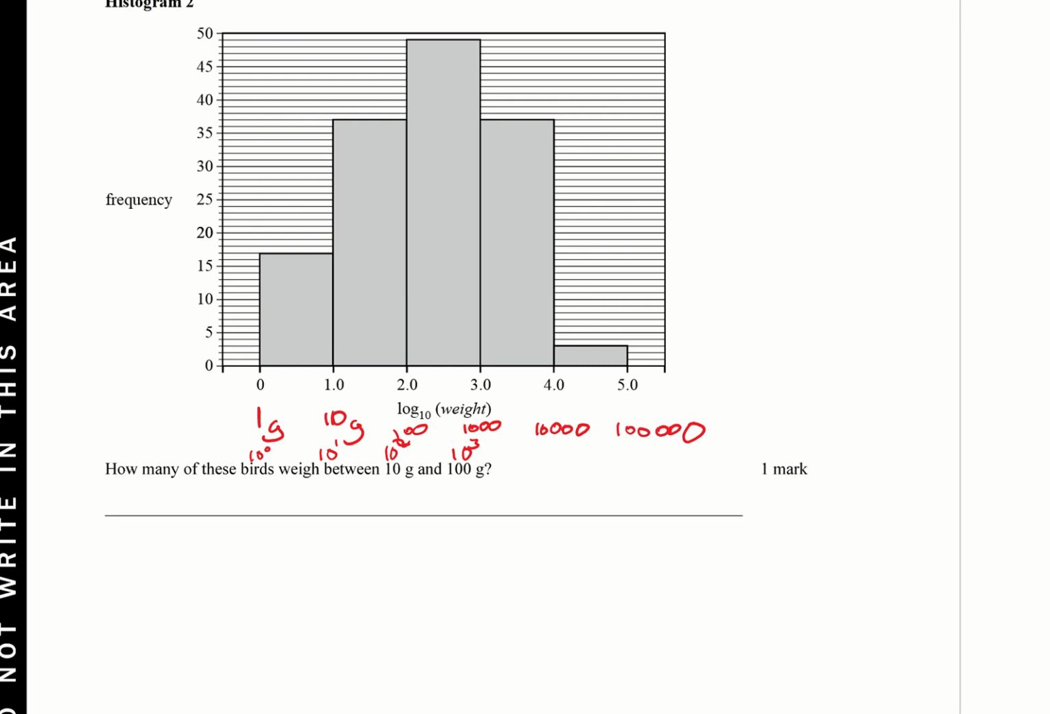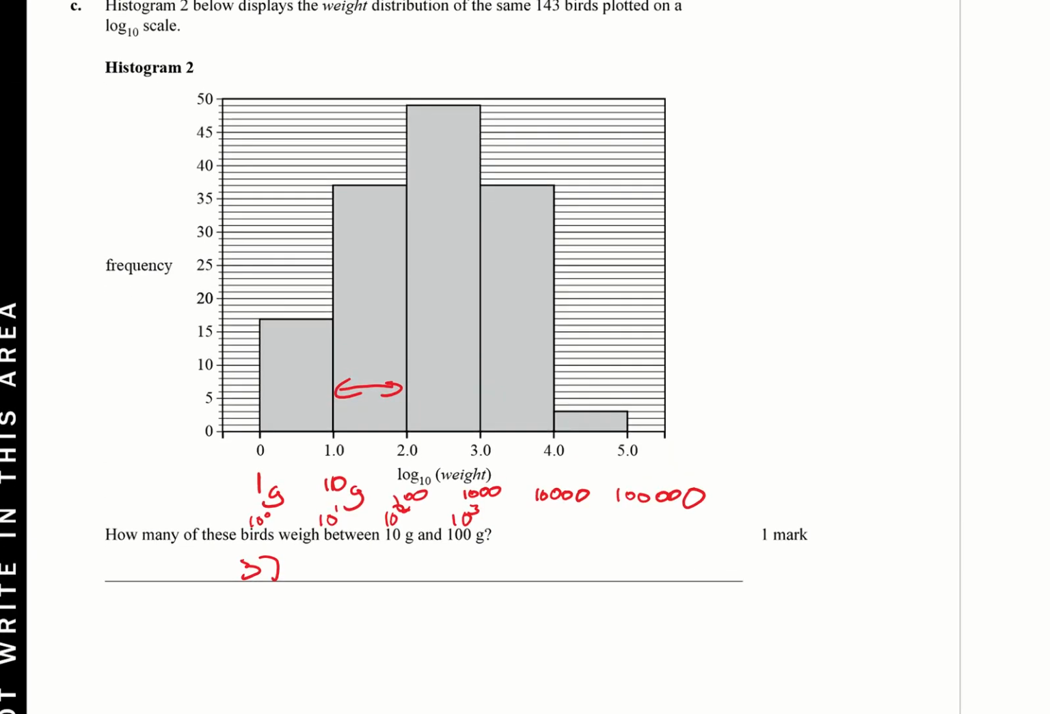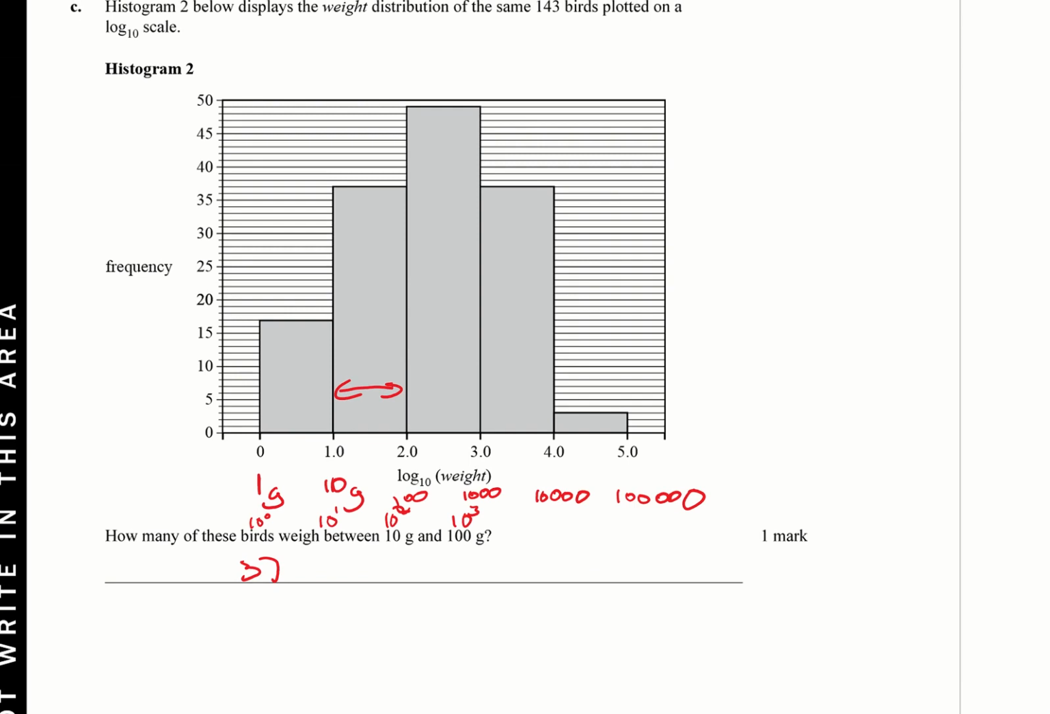So it's saying here, for example, between 0 and 1, so between 1 gram and 10 grams, I've got 17, and that's how you'd work it. In this case, we're between 10 grams and 100 grams, and we count up. We go 35 and got 2 extra, so we say 37. Not grams, how many are the birds? So there's 37 of them. And that's how you'd answer a question like this when it's got a log 10 scale.